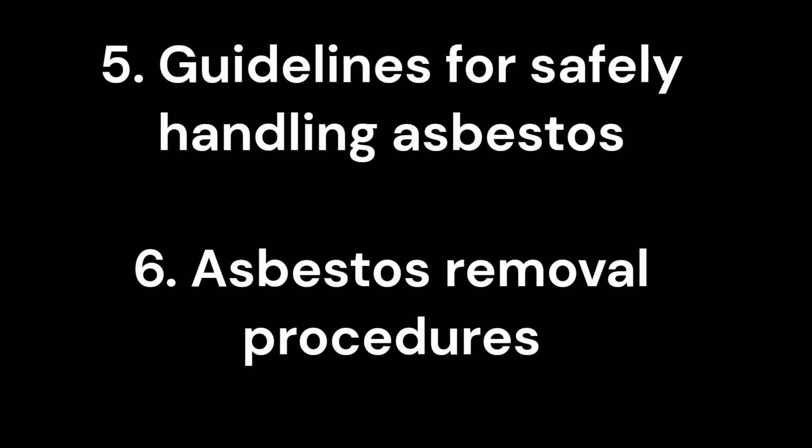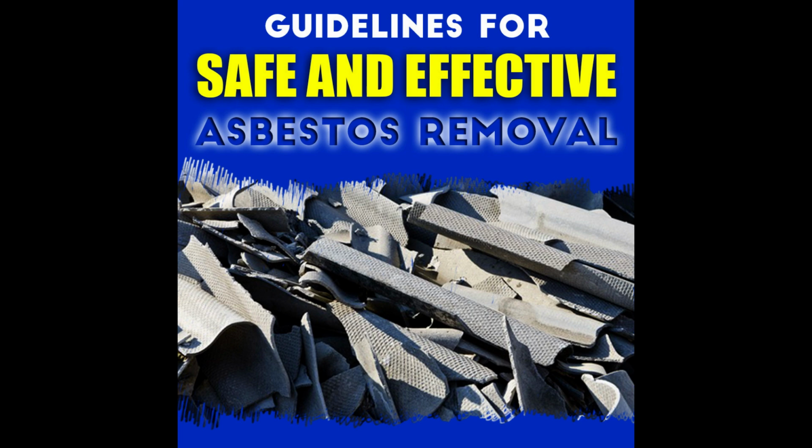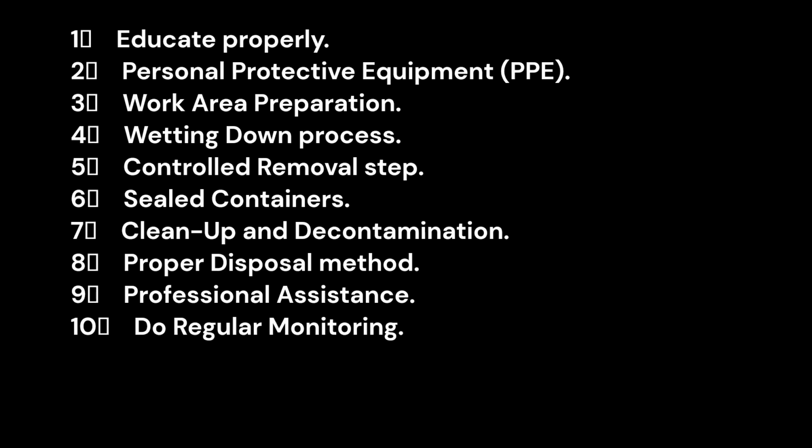Handling asbestos safely is crucial to minimize the risk of exposure to harmful asbestos fibers. Here are some guidelines for safely handling asbestos. 1. Educate yourself properly. 2. Use personal protective equipment, PPE. 3. Learn the work area preparation. 4. Use the wetting down process. 5. Carry out the controlled removal step.